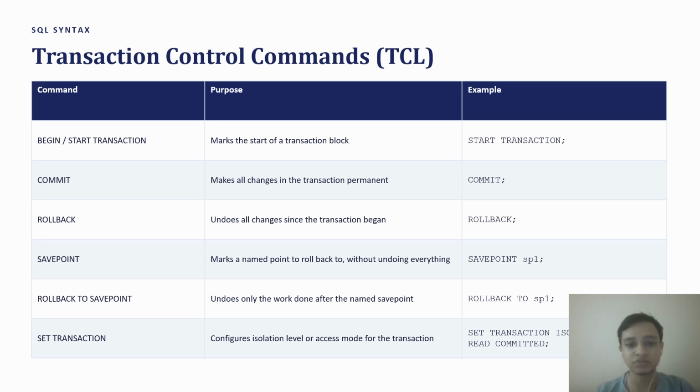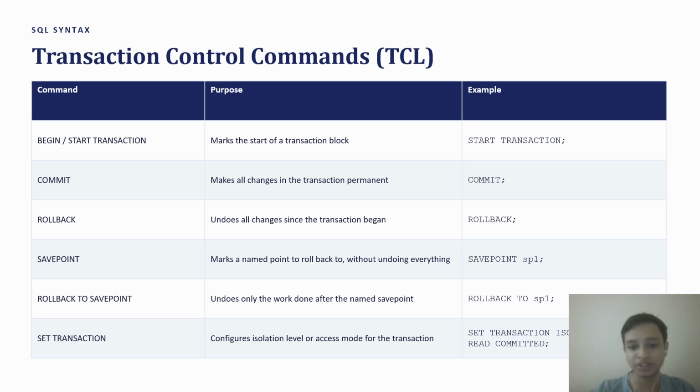COMMIT makes all changes in the transaction permanent. ROLLBACK: if an error occurs and we want to undo all changes to maintain atomicity, we roll back. SAVEPOINT: I told you about continuation of the transaction from a point, if some error occurs. That continuation starts with a savepoint. ROLLBACK TO SAVEPOINT undoes only the work done after the named savepoint.